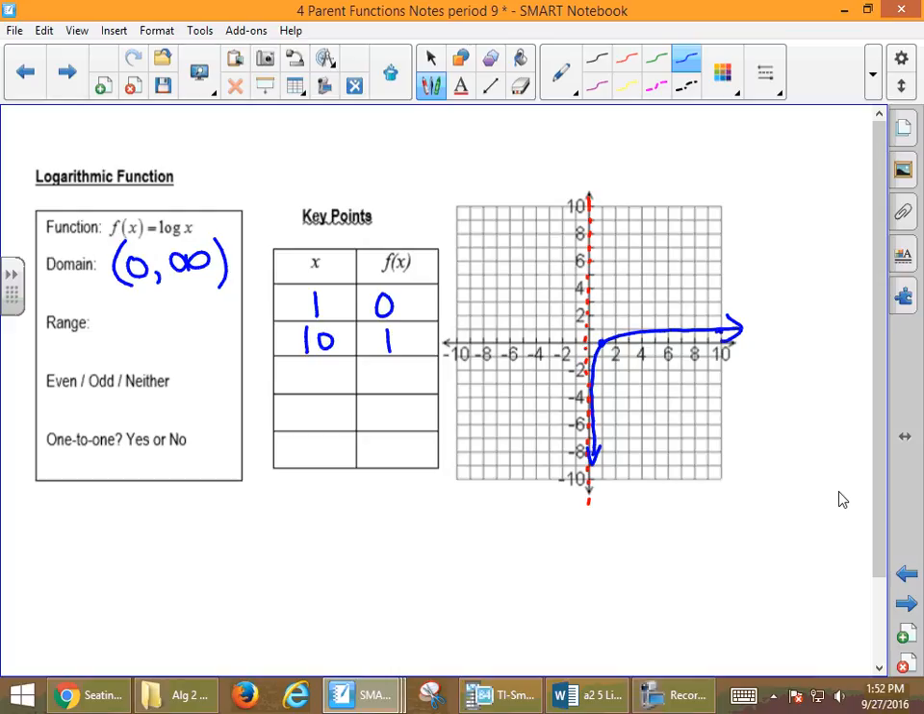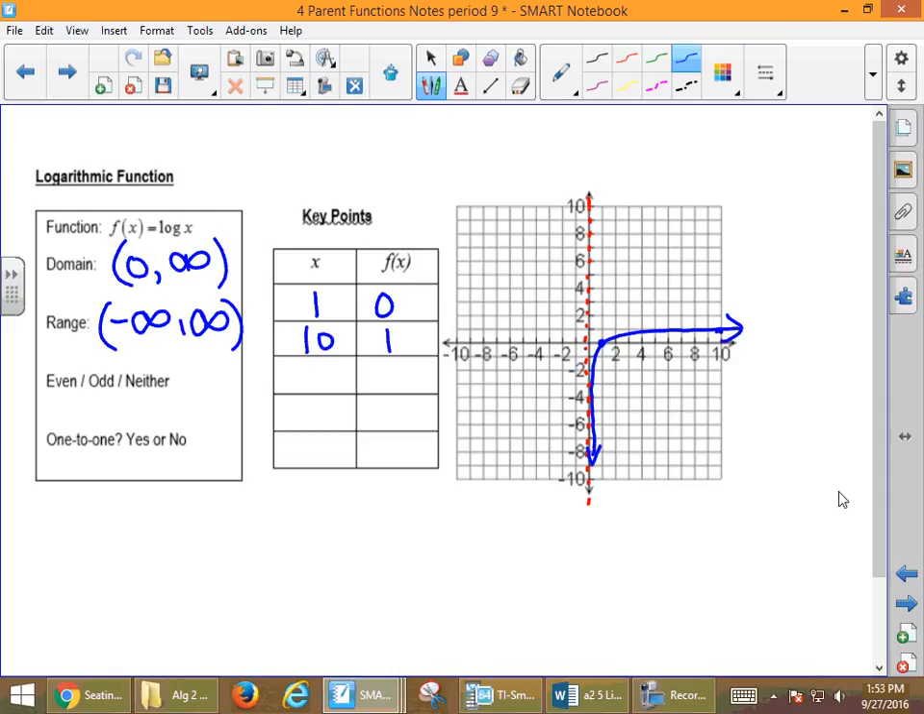But our range can be negative. Our y values can be negative. Our y values can be positive. Our y value could be 0. Y can be anything. So our range is going to be all real numbers.